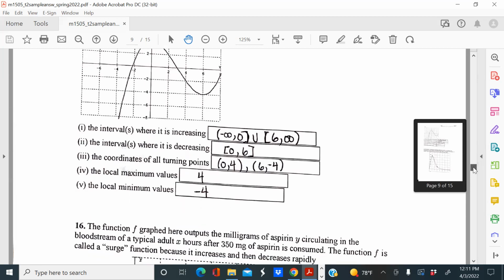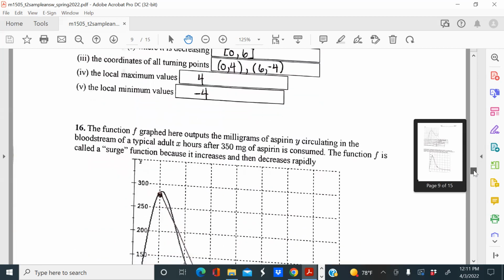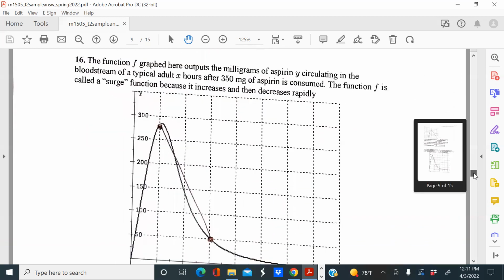I think you'll do well on this portion of the test, where you're just writing down answers to function direction.